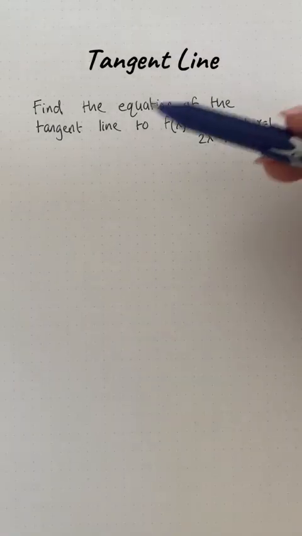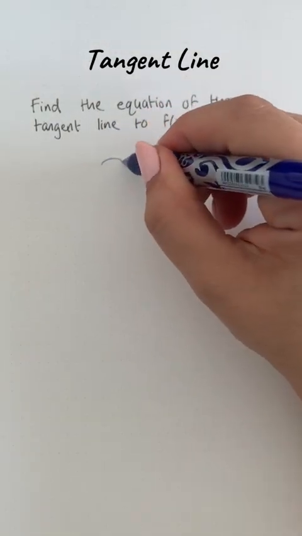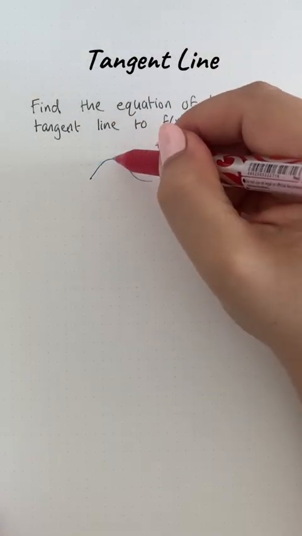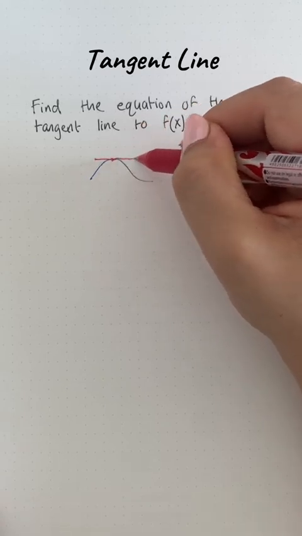Let's learn how to find the equation of a tangent line. So this is related to derivatives. First of all, what is a tangent line? A tangent line touches your curve at exactly one point.